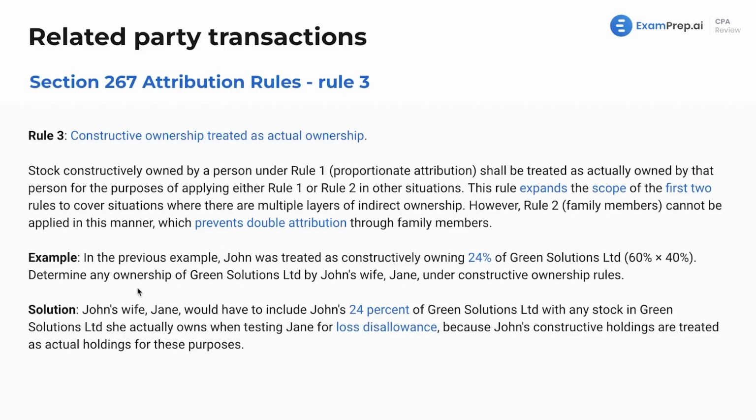Now, we want to determine any ownership of Green Solutions Limited by John's wife, Jane, under constructive ownership rules. Well, John's wife, Jane, would have to include 24% of Green Solutions Limited, even though she's not involved at all. John's doing his own thing. He just owns part of that company, right? But for Jane's purposes, she needs to make sure that if she's doing business and wants to make sure that she's not a related party with Green Solutions, she has to talk to her husband: hey, do you own any of this company? Am I a related party?